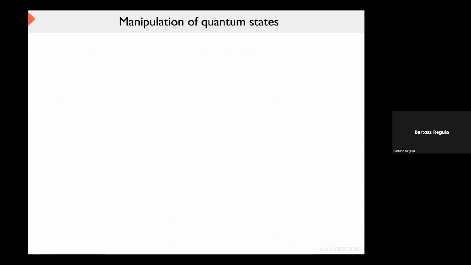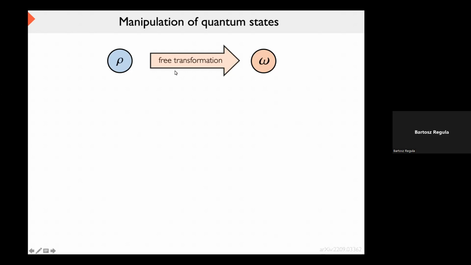What is happening here is that we are concerned with the transformation of some state rho into some other state omega. We want to convert one state into the other, but of course the operations that we can do are somehow constrained. So I will be referring to them as the free transformations, the ones that we are allowed to perform.